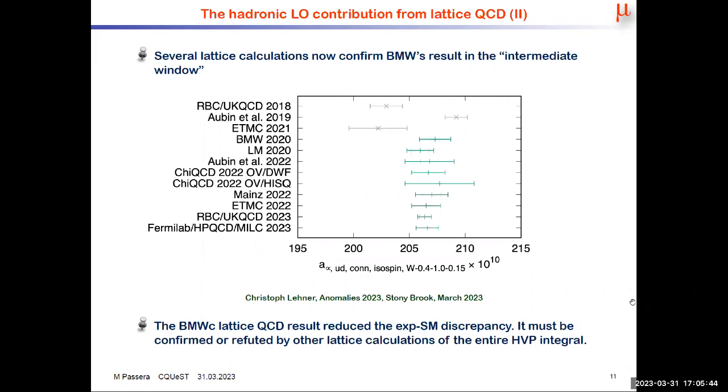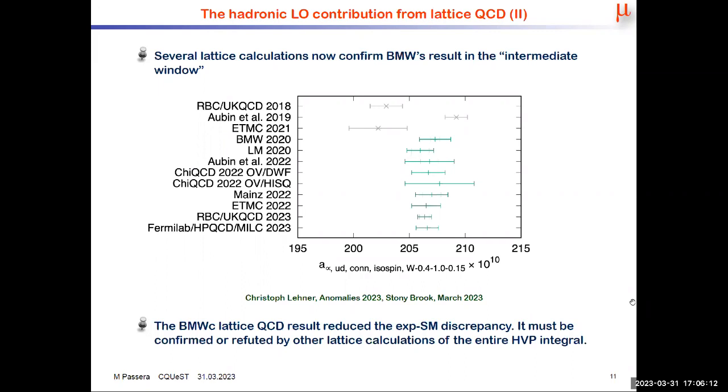Things are evolving very fast here. It's really amazing to see how much work is going on. And the result of the BMW collaboration has been an amazing result. This is a fantastic calculation. I've been working on the g-2 for several years now, and really, I could not imagine that they could reach such an amazing precision already 2 years ago. This was really an amazing result.